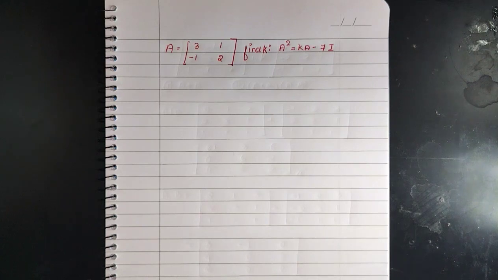So I have come here with a new problem, sum of matrix, that is A is equal to [3, 1; -1, 2]. Now we need to find the value of K, where A square is equal to Ka minus 7I. So we have the value of A as this. Now we need to find the value of K.